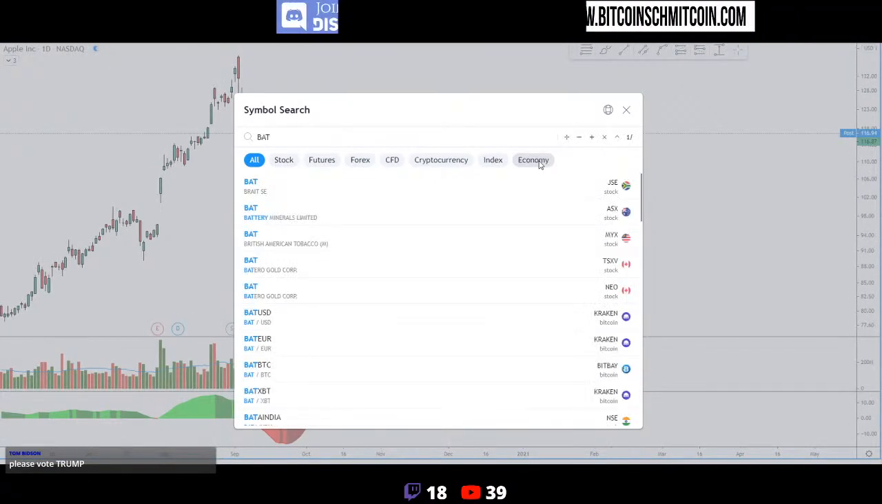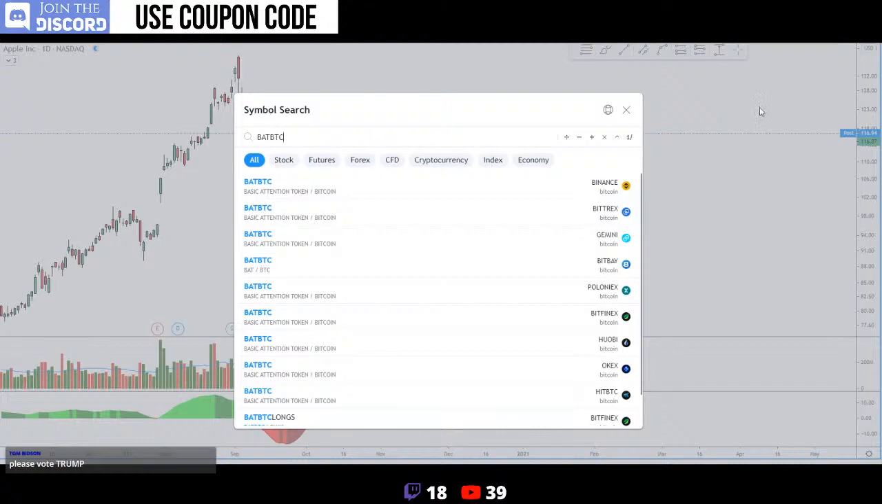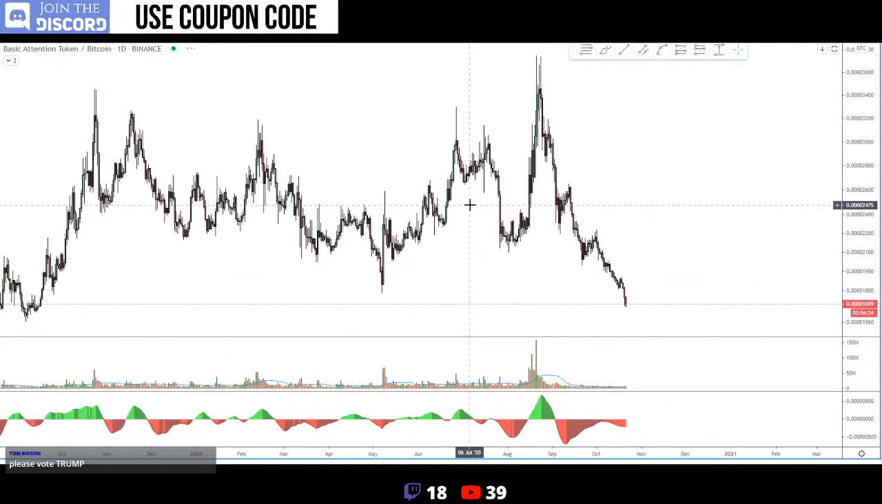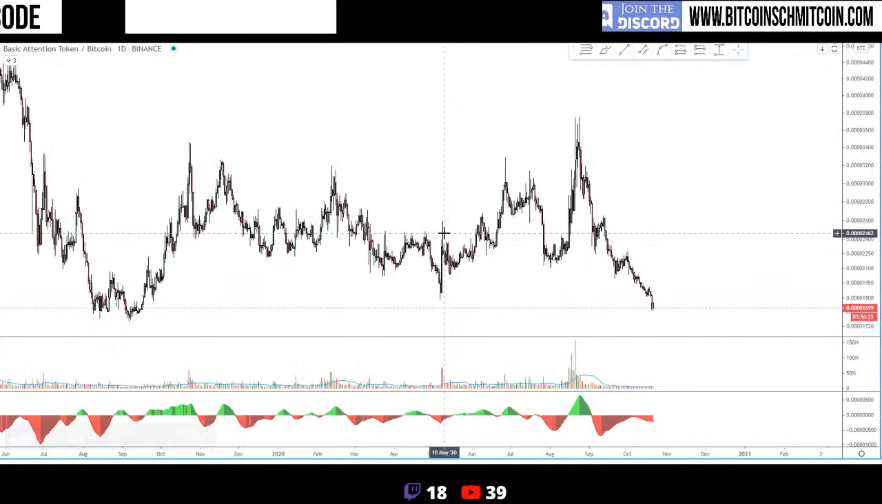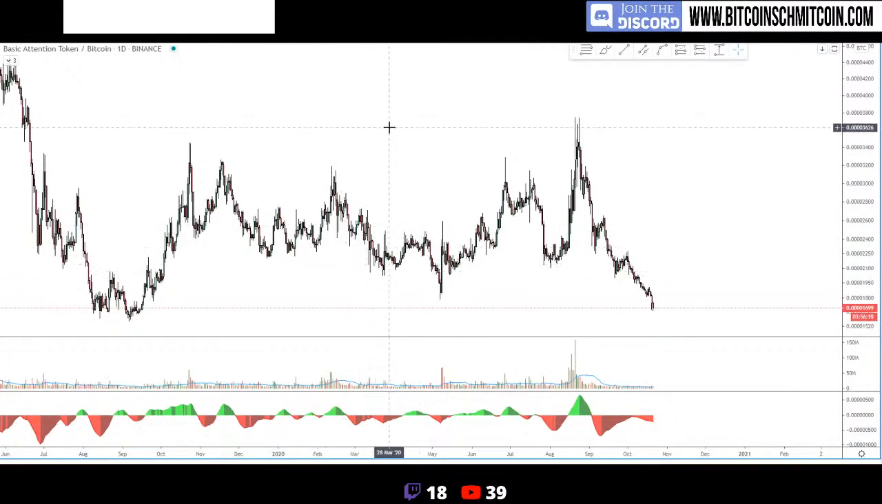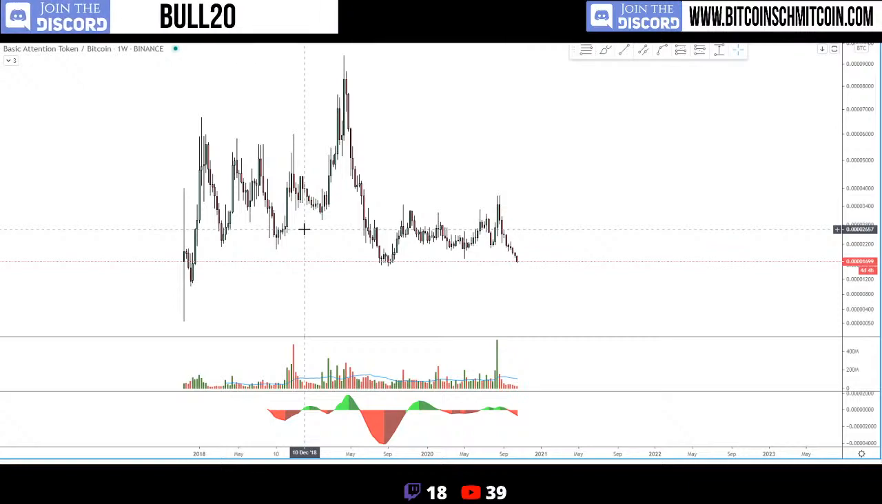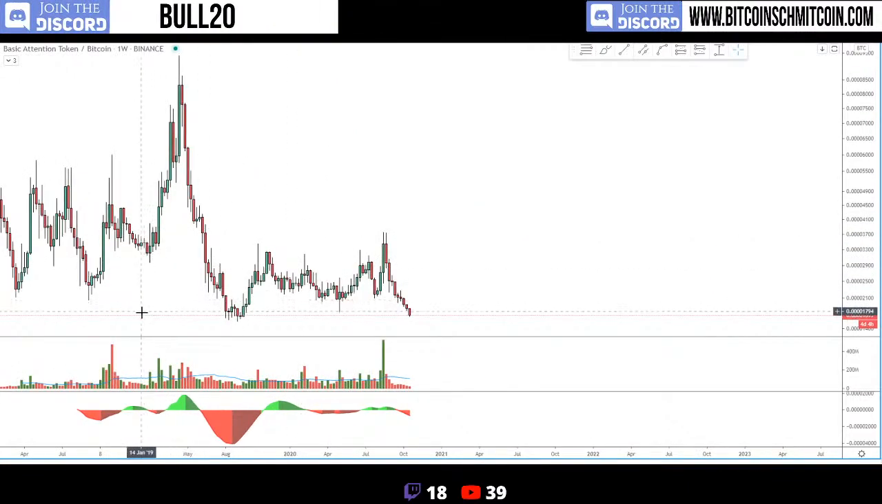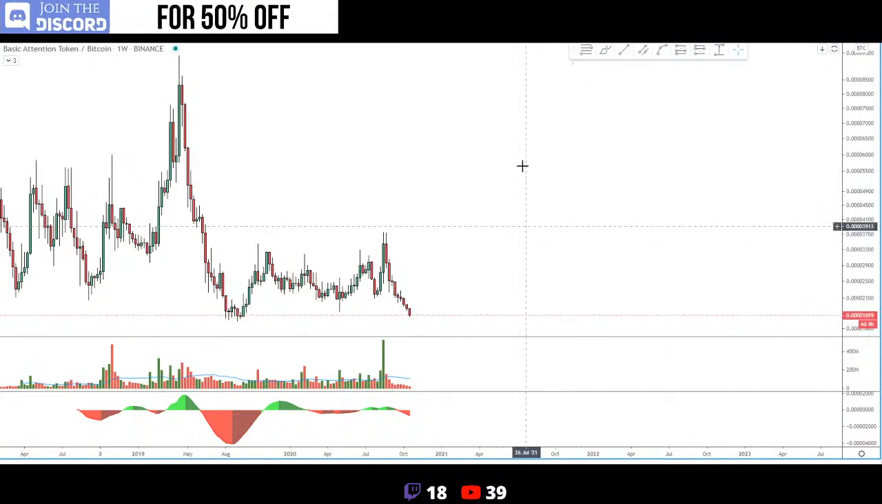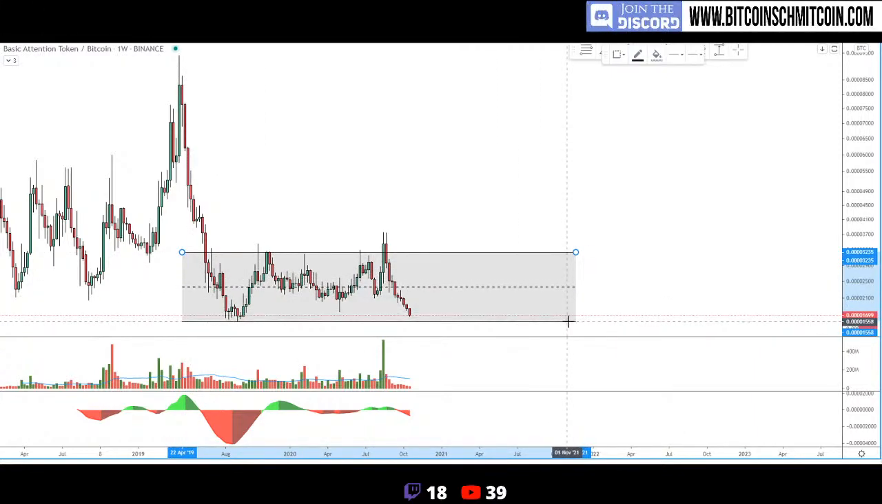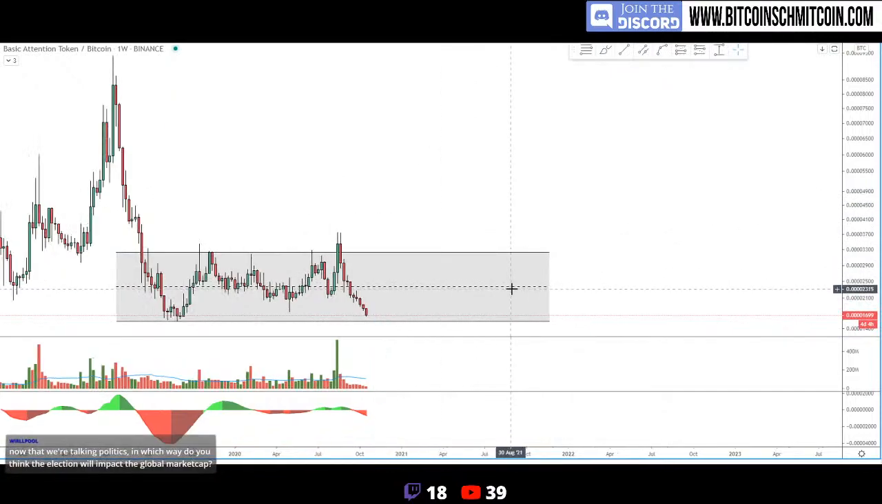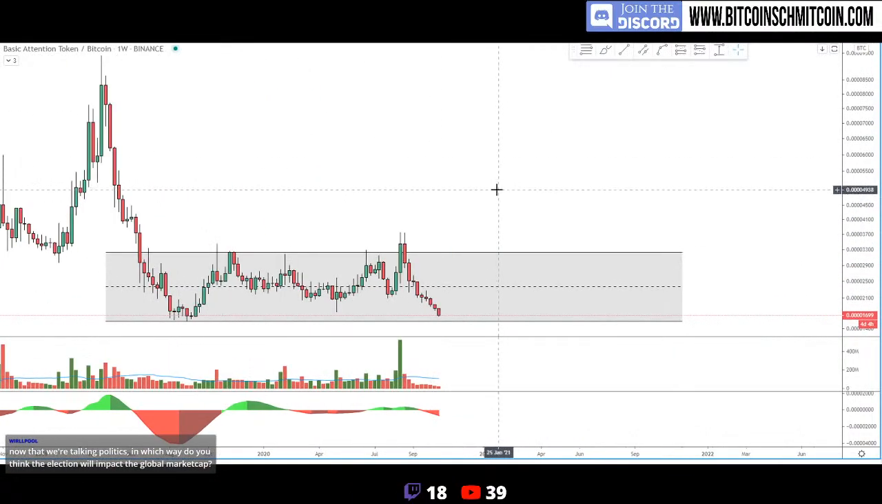Okay, so let's chart BAT. Let's go BAT BTC. Who has good history on BAT? Is it Binance? Probably. This is an interesting chart. Why is this interesting, you ask? Good question. Because I like this.